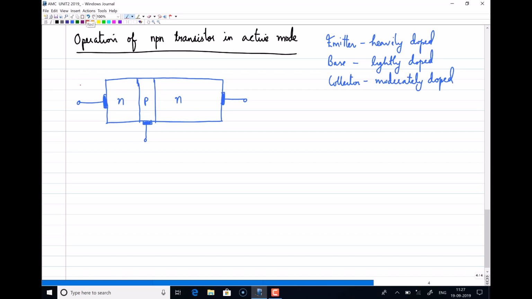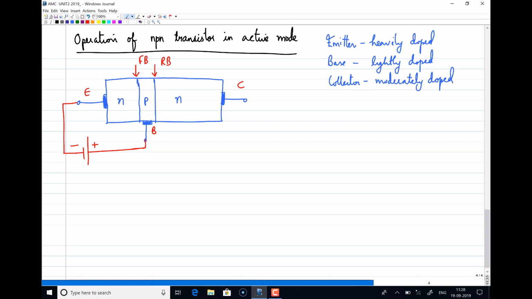Since I mentioned that we'll be looking at the operation of an NPN transistor in active mode, this is an NPN transistor: emitter, base and collector. So I need to forward bias this junction and reverse bias this junction. To forward bias this junction, N should be connected to negative and the base should be connected to positive. That will make this junction forward bias.